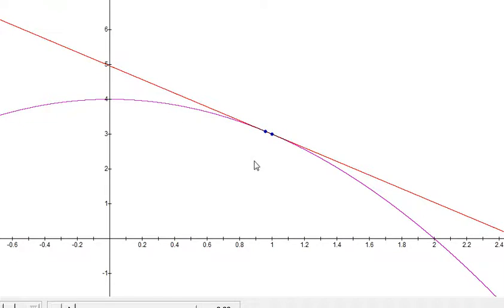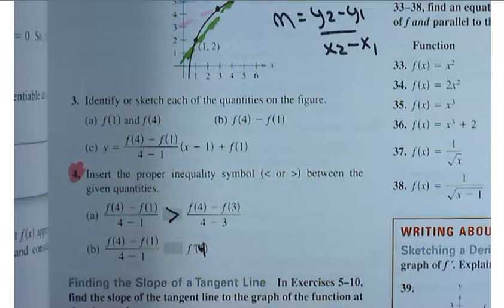And as this distance between these 2 points decreases, my estimate is getting better and better until eventually these 2 points coincide. Instead of having the slope of a secant line, I've got the slope of a tangent line. So that's a nice graphical vision of what we have going here. Let's go back to this then.